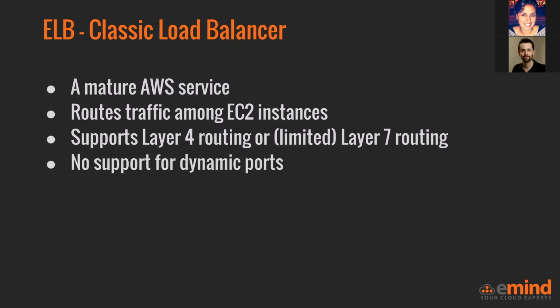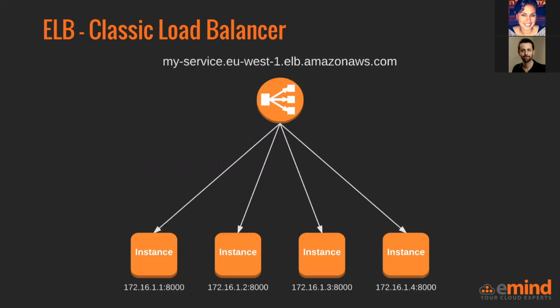The classic ELB supports layer 4 routing with some very limited layer 7 routing capabilities. And the classic ELB does not support dynamic ports. This is an important point, which imposes a big limitation when it comes to containerized applications, since many times their ports are dynamic. This is what a classic ELB looks like. One URI, many instances, all of them are listening on the same port.